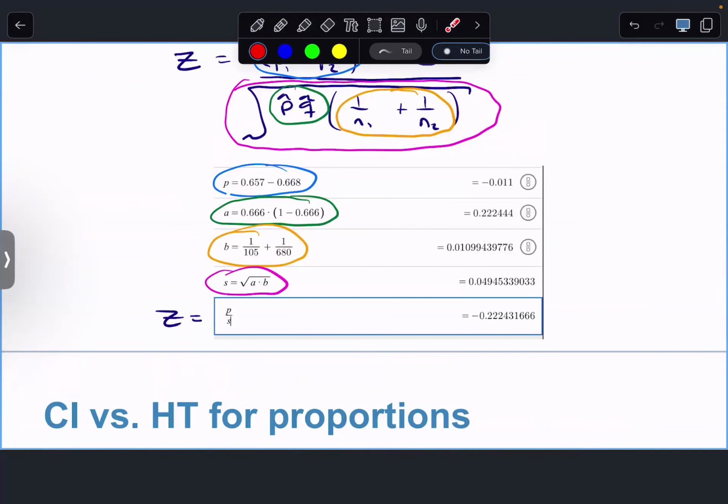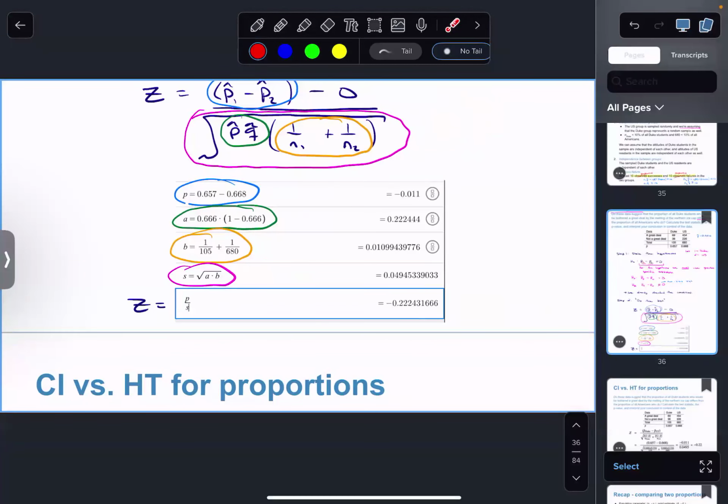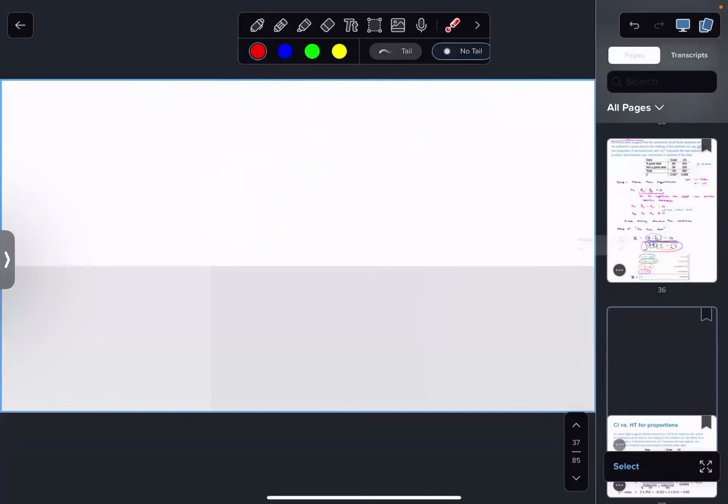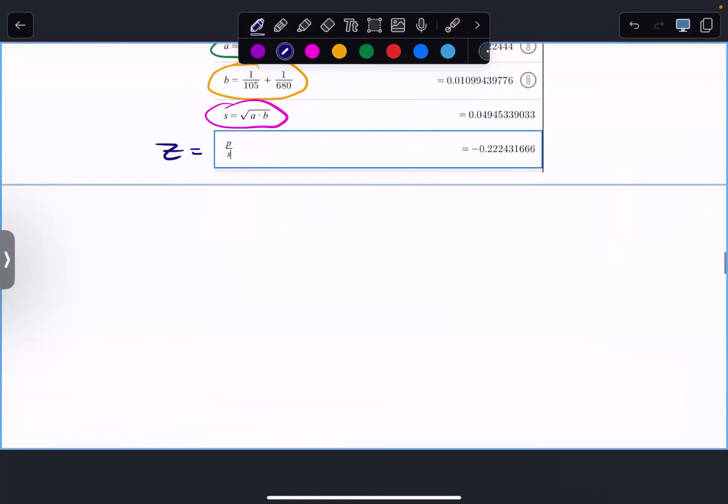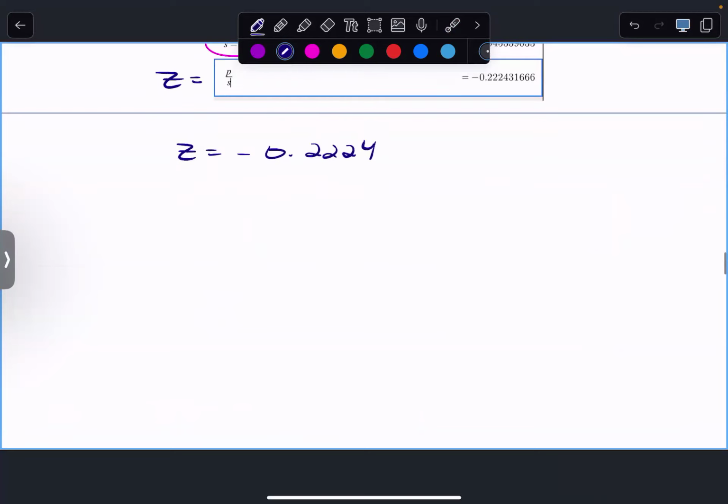So then, I need some sort of timer. So I'll use Z is negative 0.2224. Does this jive with what we found for our confidence interval? It does, right? Because they're not very far away from each other, taking into account the spread. So the difference is not very far from zero. And so this tiny Z makes sense.